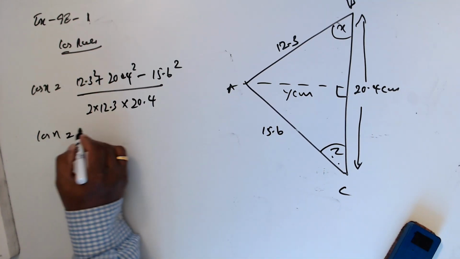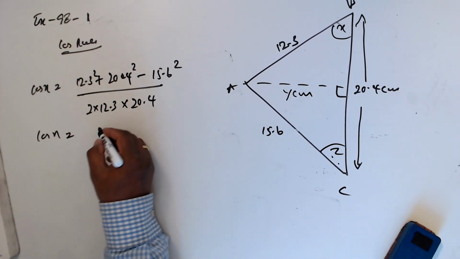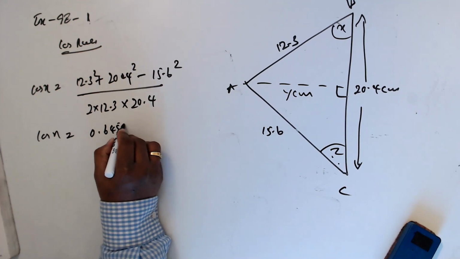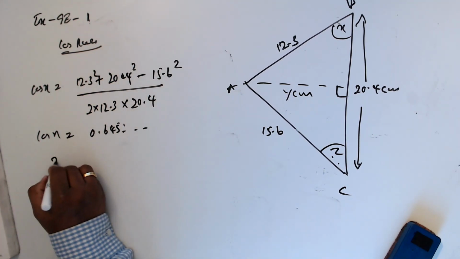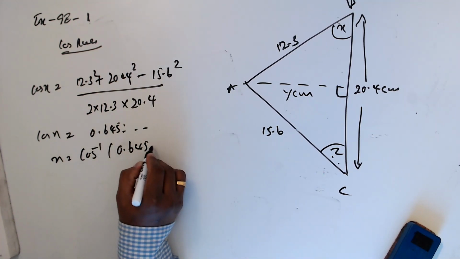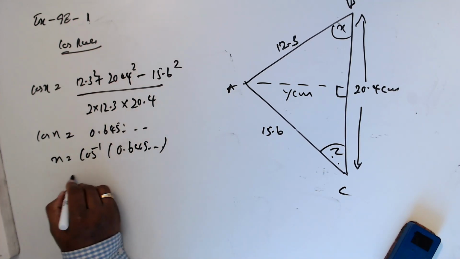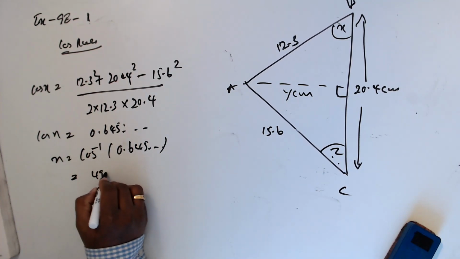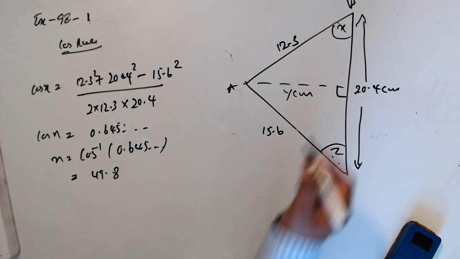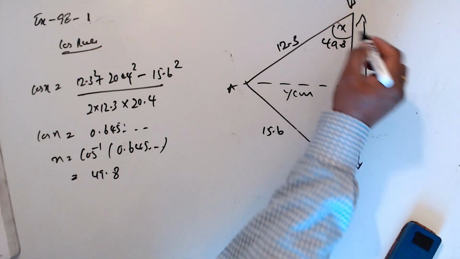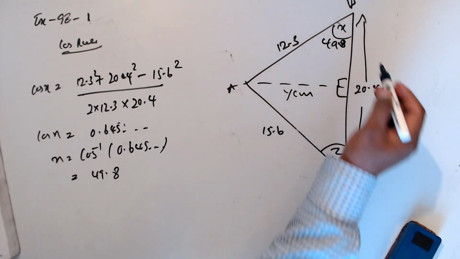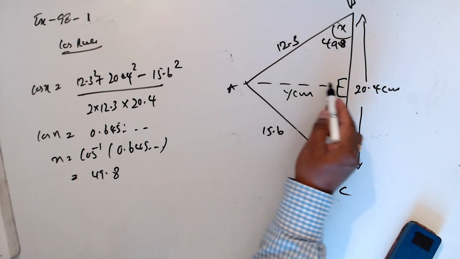Cos x equals 0.645 and x equals cos inverse 0.645, and that answer is going to be 49.8. So this is 49.8. So this is 90. Right. Now we can find y.